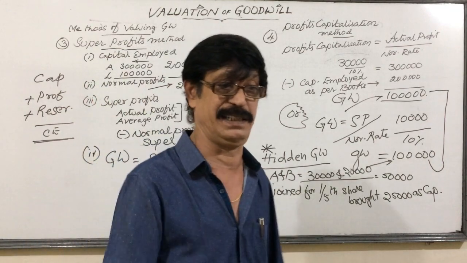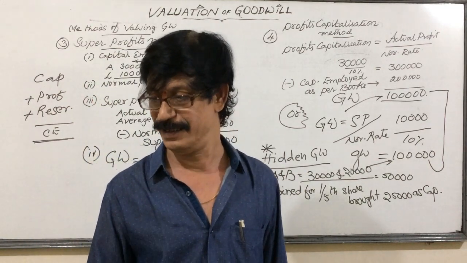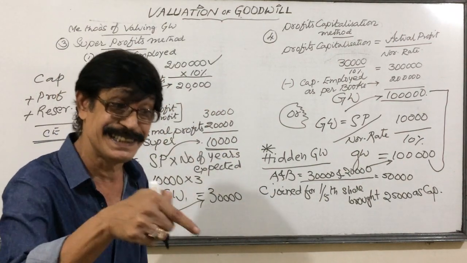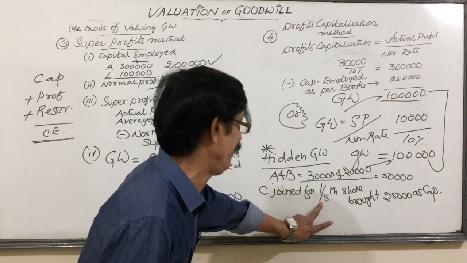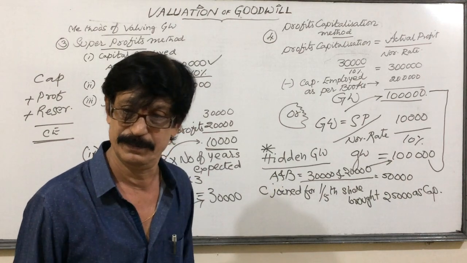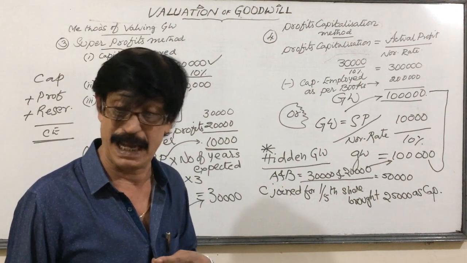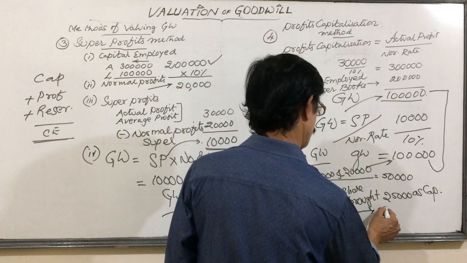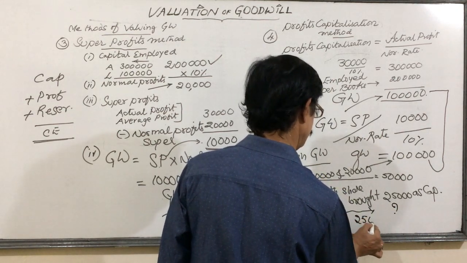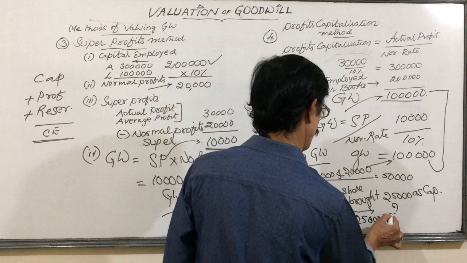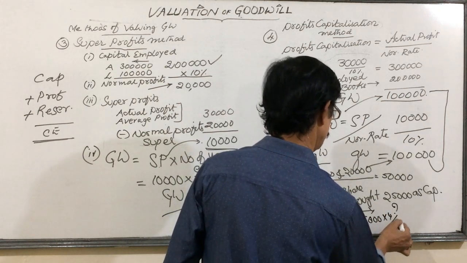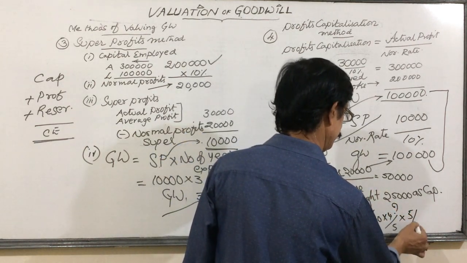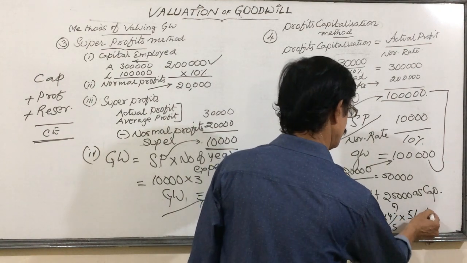Well, dear students, C is given 1 by 5, so A and B must be how much? 4 by 5. 1 minus 1 by 5 is equal to 4 by 5. For 1 by 5, he brought 25,000 capital. How much must A and B capital be for 4 by 5? So, 25,000 into 4 by 5 divided by 1 by 5, we can make it 5 by 1. That is equal to 1 lakh.